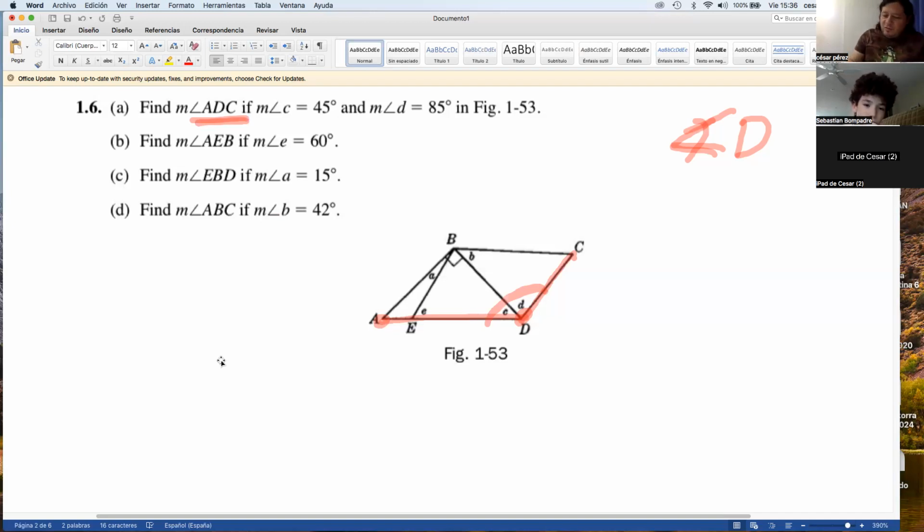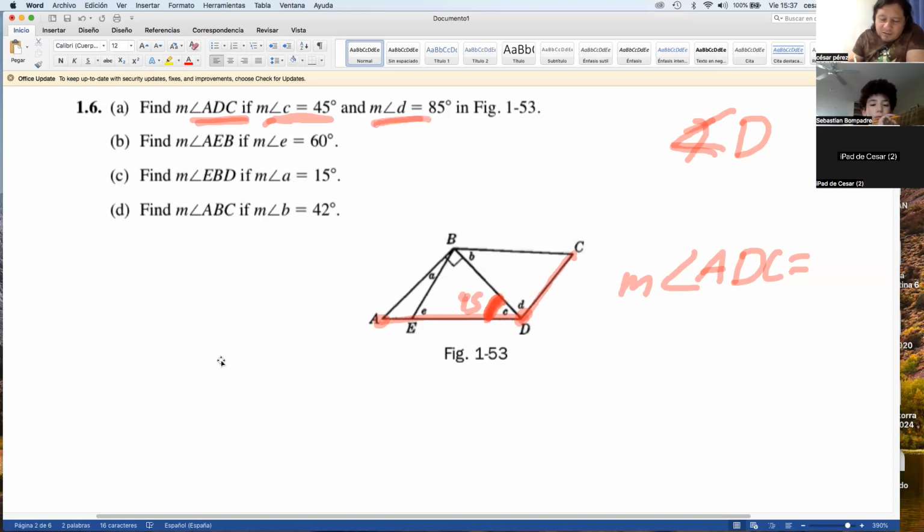So what is the measure of angle ADC? Here it only says C because it refers to this one, where the angle C is marked. This will be 45. D will be this, 85. So the angle ADC is 130. That's right. We only need to add those two.